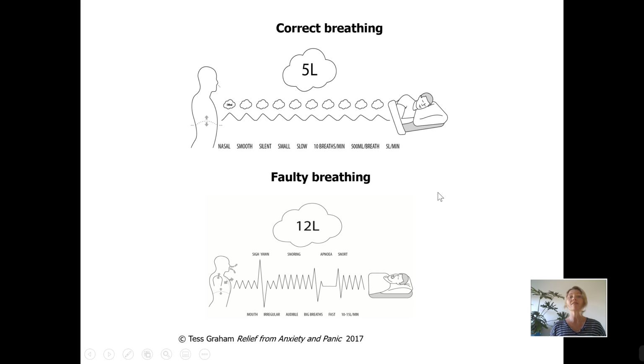So here's just a lovely little diagram of how we want this rhythmic breathing to look. Whether we're awake, up and about, or asleep, we still want to be breathing like this. Then down here we've got a faulty breathing pattern. So lots of sighing and yawning, and you can see the breath here is all over the place. And this is a faulty breathing pattern.